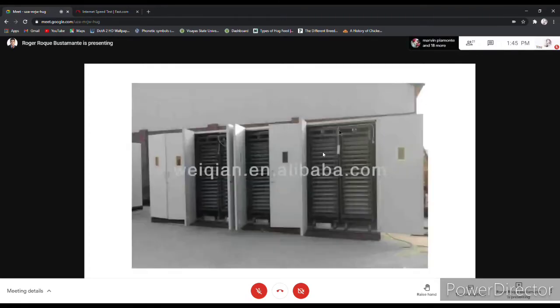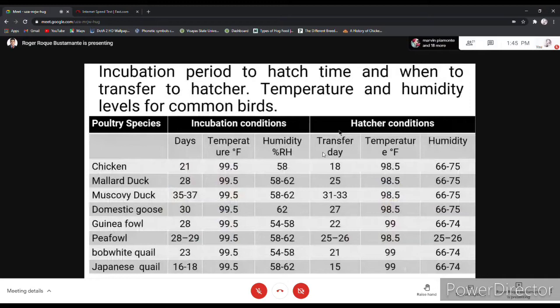So go back to the table. Their requirement for humidity, no, it varies. So with that, humidity first. The humidity needed by the mother duck is 62, at most 62%.